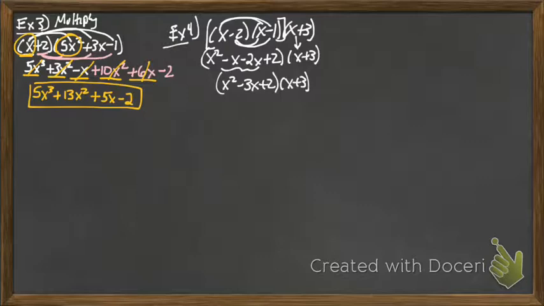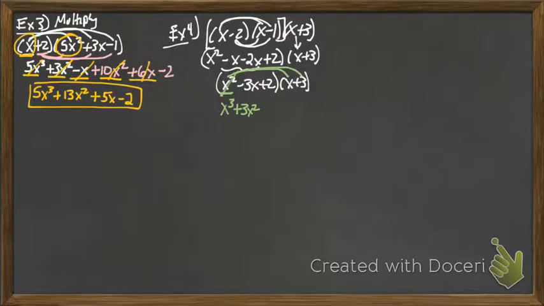I'm going to start off by multiplying my x squared. Let's use a different color just to make it fun. I'm going to start off by multiplying my x squared times everything in the binomial x plus 3. So I'm going to do x squared times x. That's x cubed. I'm going to do x squared times 3. That's positive 3x squared. I've just multiplied the x squared to everything, so I'm going to cross that out.